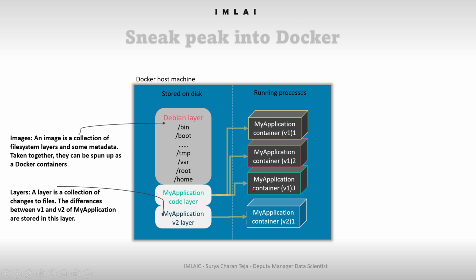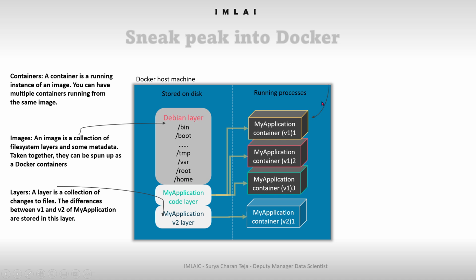So on one side you see the image and its layers and instructions which are mentioned inside the layer. On the other side, when you say docker run and the image name, it's going to run the services which are mentioned inside the image. That's what you are seeing on the right side, running processes.